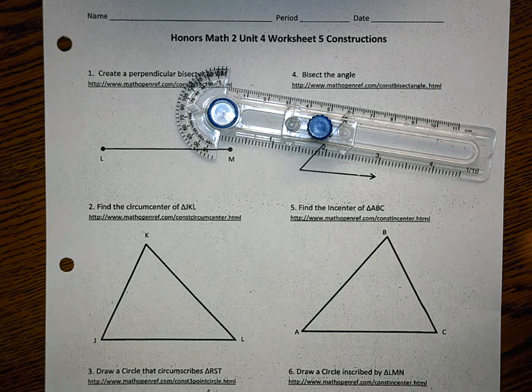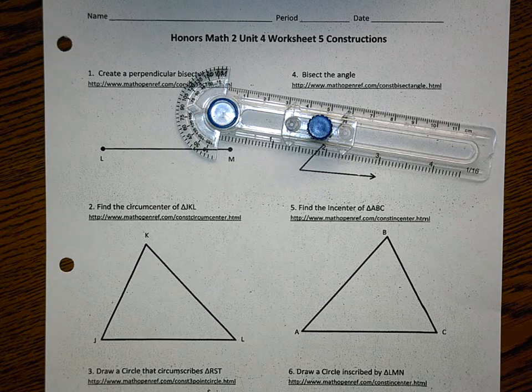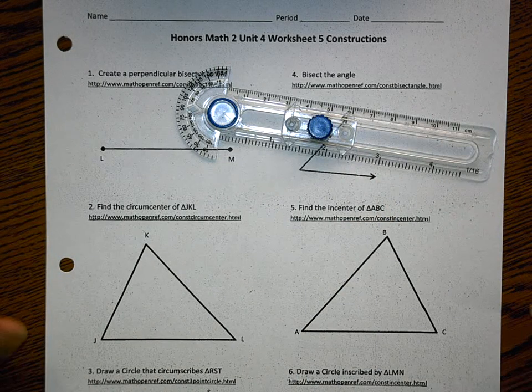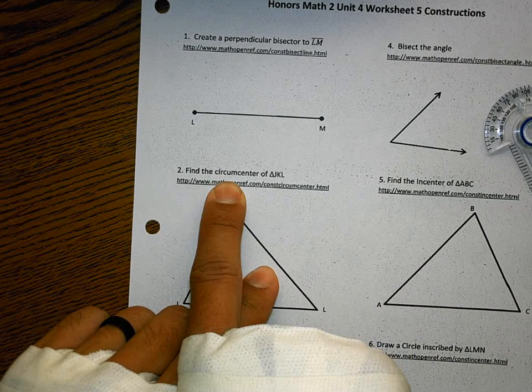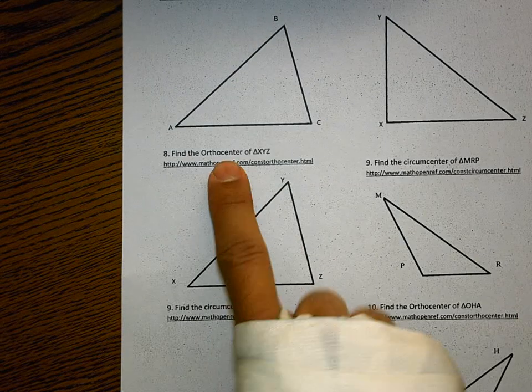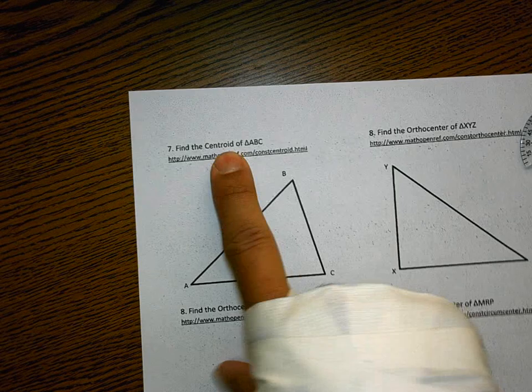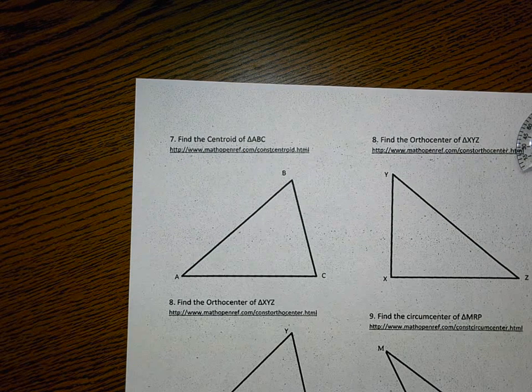So what we're going to do, this may look similar to what you learned last year with constructions. The only difference is now this is the next level. The next level is, will you be able to find the circumcenter? Will you be able to find the incenter? Will you be able to find the orthocenter? And there's one other one that we learned, which is called the centroid.